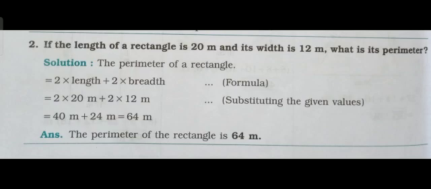So the perimeter of a rectangle is equal to 2 into length plus 2 into breadth. That is the formula. Okay. So that is equal to 2 into 20 meter plus 2 into 12 meter, as the length and breadth are given. So 40 meter plus 24 meter is equal to 64 meter. Therefore, the perimeter of the rectangle is 64 meter.